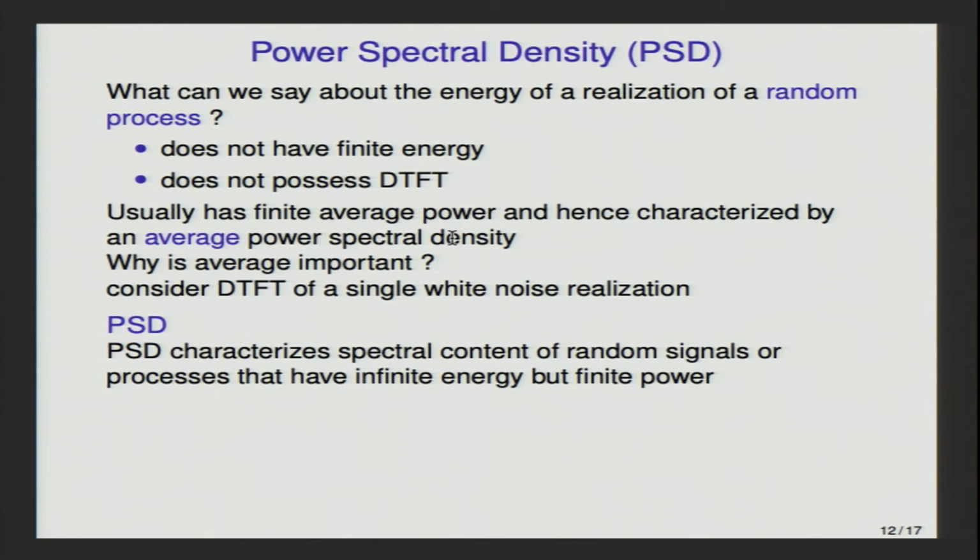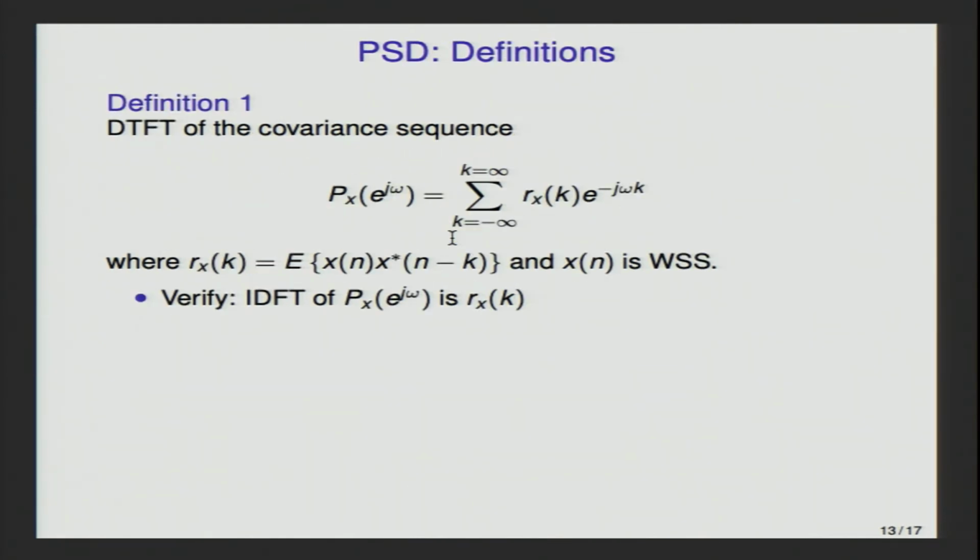So, in that sense this is useful, and once you know the input power spectral density, we would also want to relate it to the output. Just to define: the power spectral density is the Fourier transform of the autocorrelation sequence. In this case, it is a DTFT of the autocorrelation sequence, since we are considering a discrete-time sequence, and this is valid for the wide-sense stationary process.